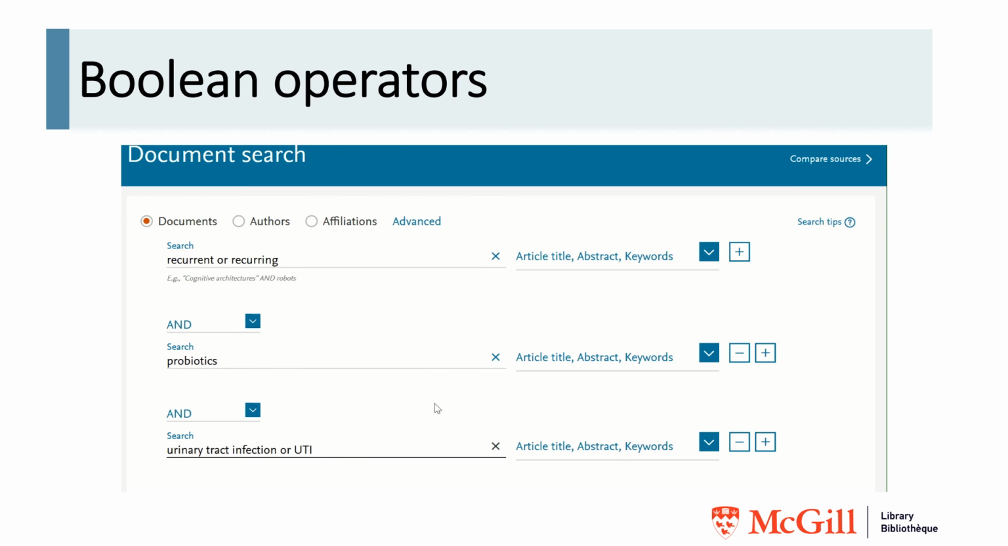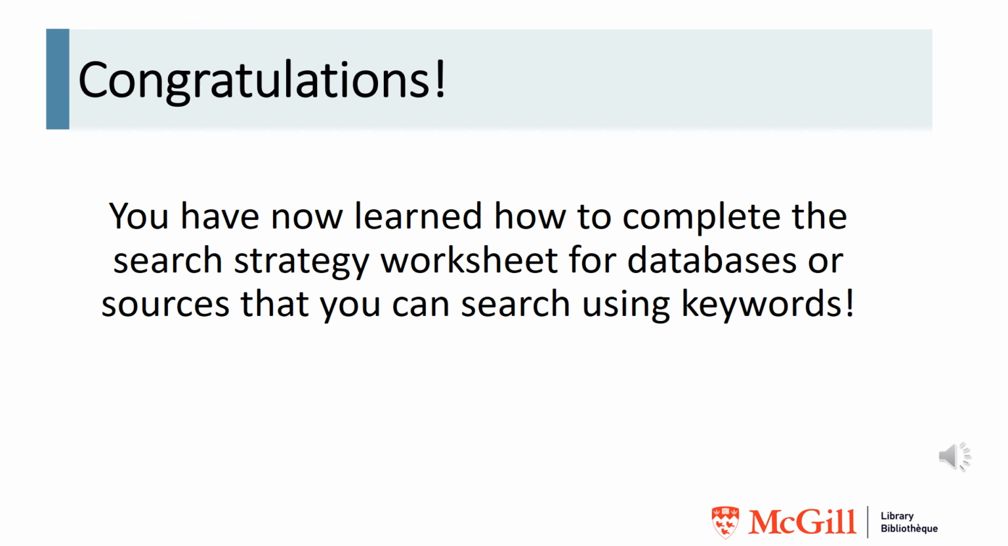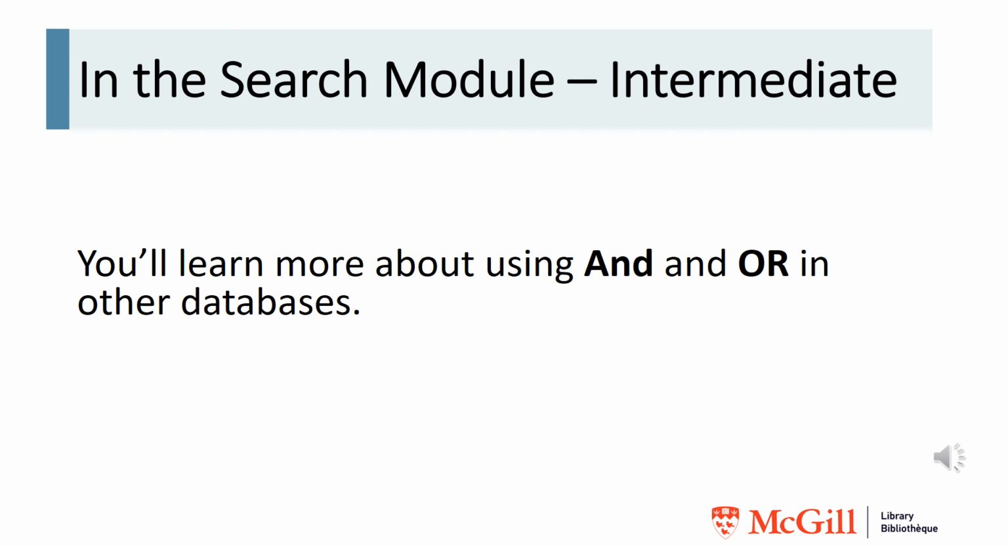You'll learn more about searching Scopus and Google Scholar by watching the other videos in this module. Congratulations! You've now learned how to complete the top portion of the search strategy worksheet, which you will use to plan your searches in databases or sources that you can search using keywords. And if you complete the search module intermediate, which I recommend, you'll learn more about using "and" and "or" in other databases, and also how to fill in the bottom portion of the worksheet.